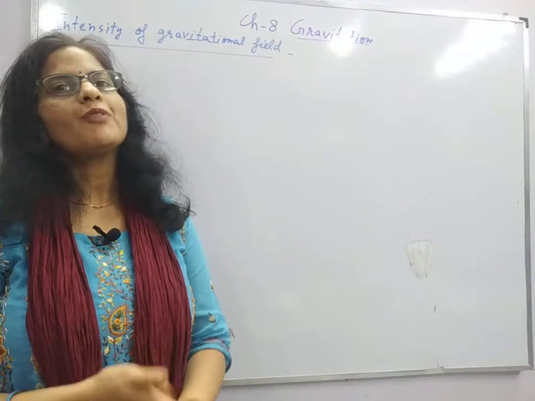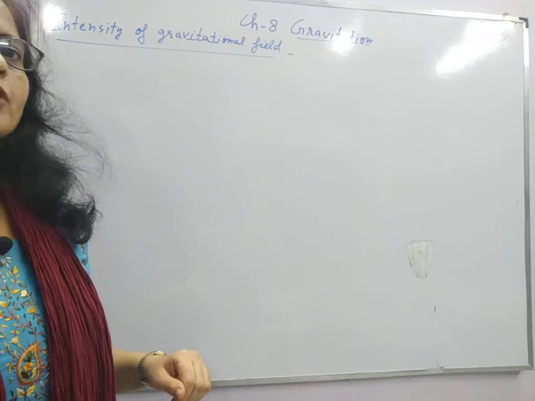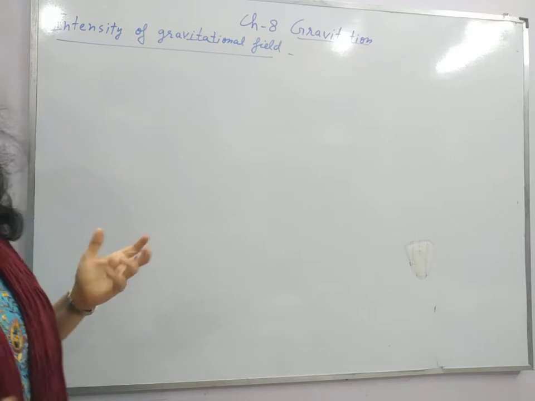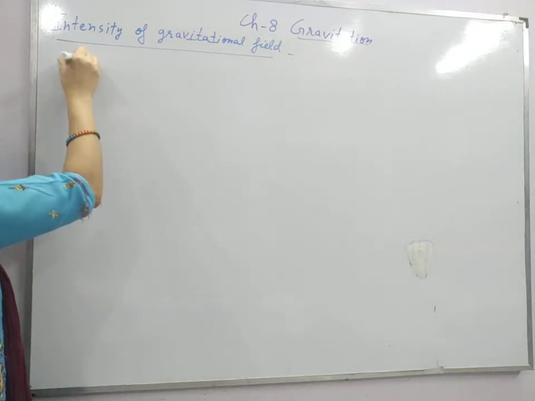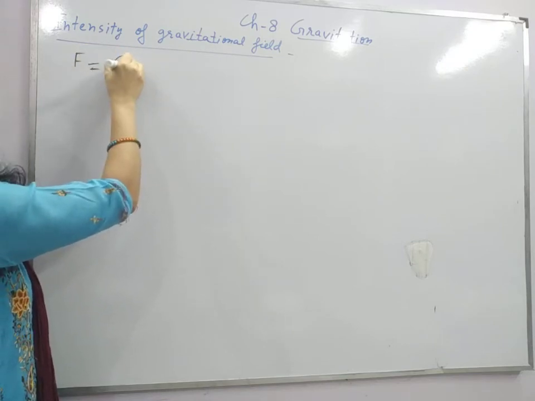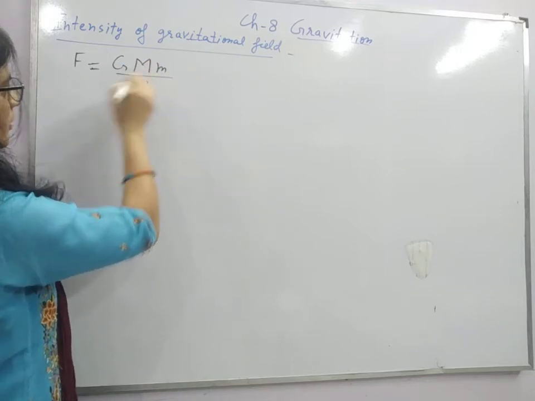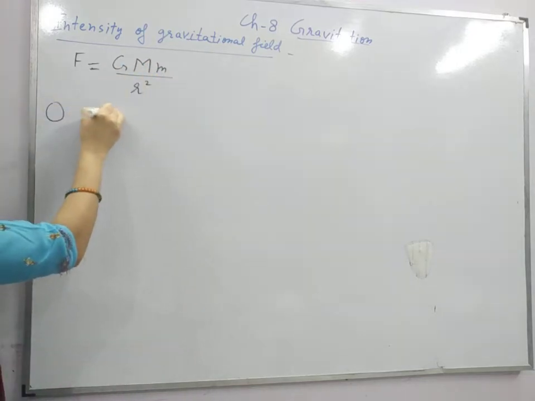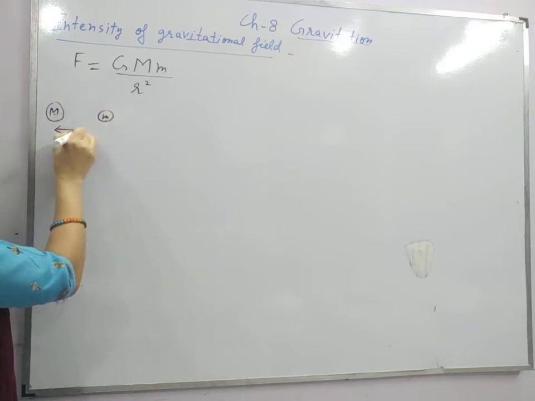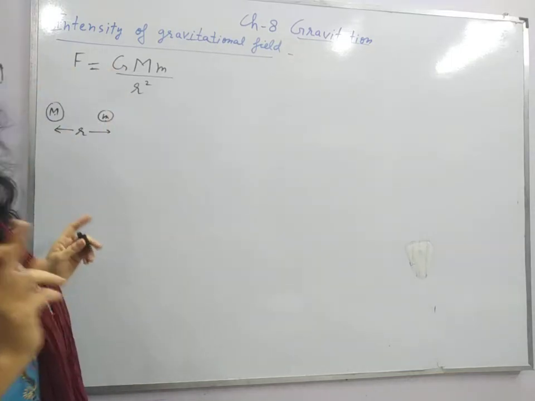Hello everyone. Today we will study about intensity of gravitational field. We are familiar with the concept of gravitational field and gravitational force. If we are talking about the magnitude, the gravitational force will be G first mass, second mass upon the separation between the two masses whole square. If we have these two masses, this is M, and the separation between their centers is R, then gravitational force is given by GMm upon R square.